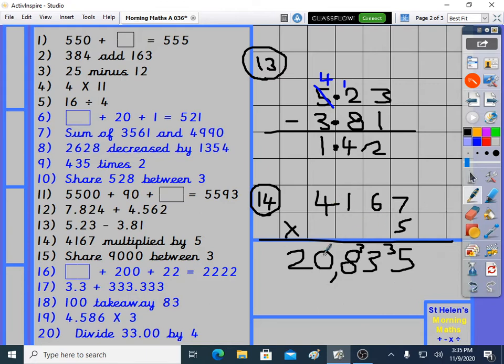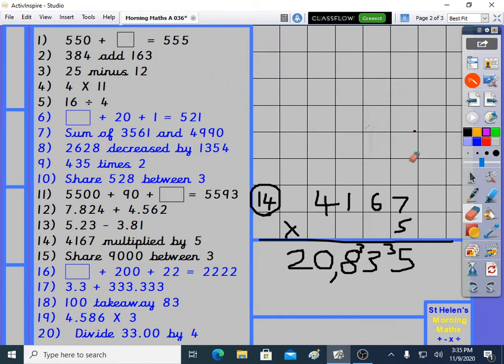4,000 times 5 is 20,000. 100 and... I don't know if I can do the rest in my head. That's the 35, so I'll check it with the times tables. I'm happy with that. Couldn't do that one in my head, really. Gets a bit much. On to question 15.